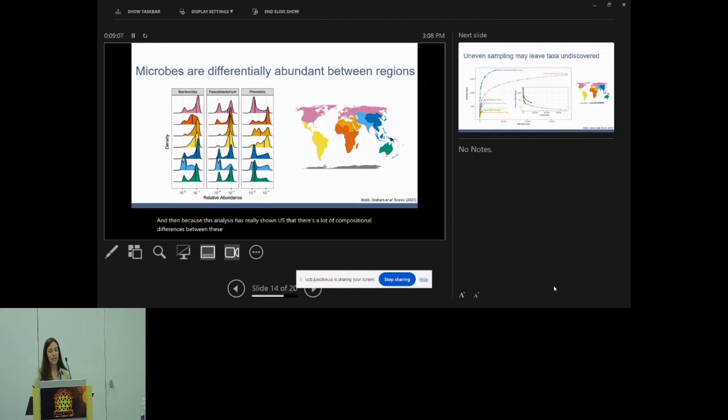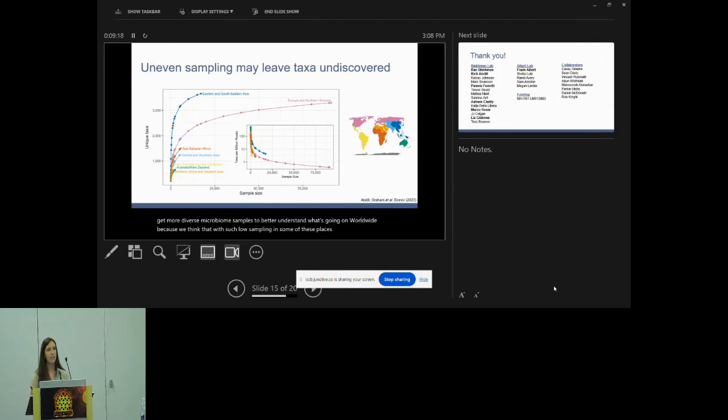And because this analysis has really shown us that there's a lot of compositional differences between these world regions, I think that highlights the need to continually get more diverse microbiome samples to better understand what's going on worldwide. Because we think that with such low sampling in some of these places, we might be missing some of the taxa we'd be able to find otherwise. And so to get at that idea, we used a rarefaction analysis where we took a random subsample of microbiomes from a given region, and then we counted the number of unique taxa in those microbiomes and repeated this analysis for increasing sample sizes in every region.